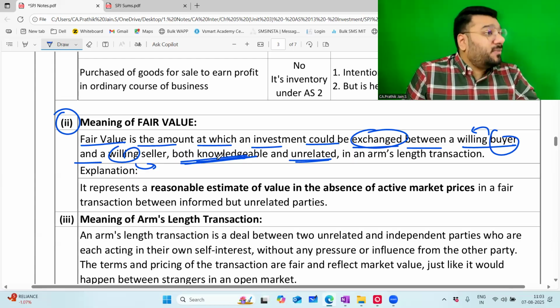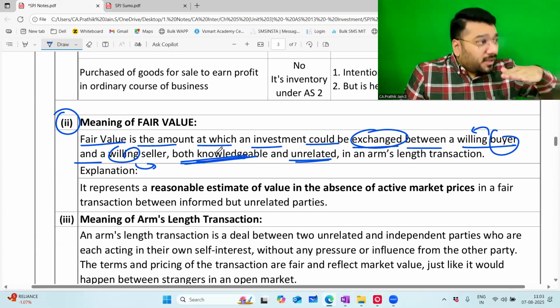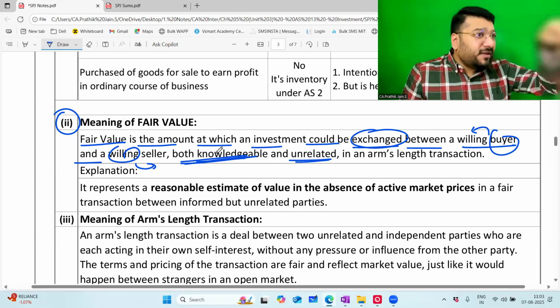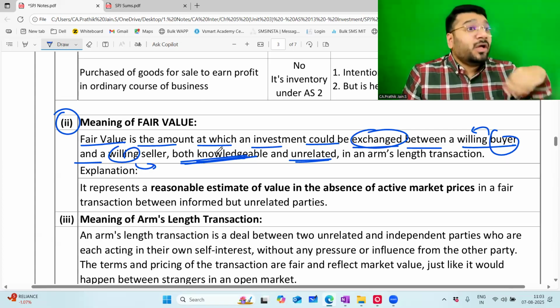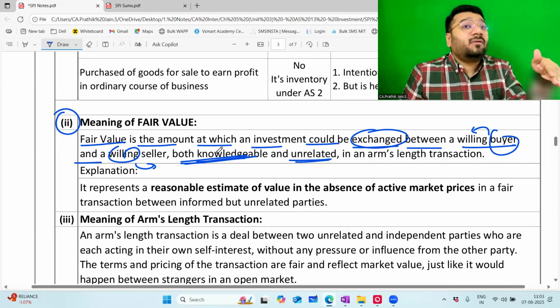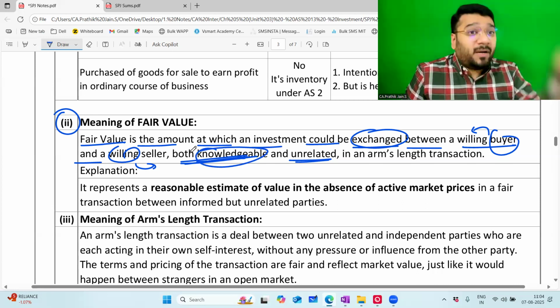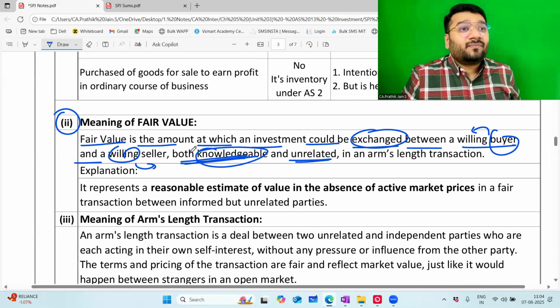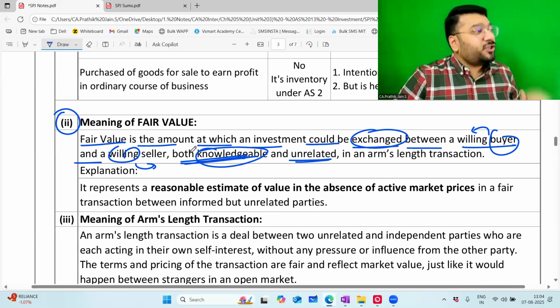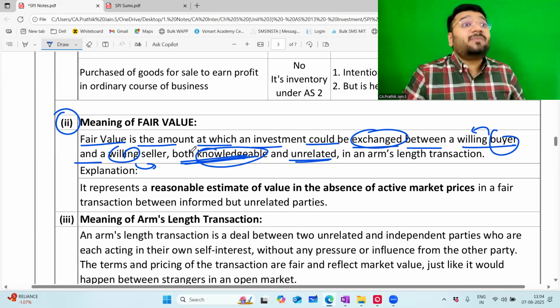You can't be unreasonable. Just because I want to sell my land, I'm the owner, I can't quote 3 crore rupees. If the market value is at par, everybody else is quoting nearly 1.5, 1.2, 1.3 crore, you can be somewhere around that, but not too much away from that. So fair value should be that value where both of them have a genuine knowledge of that particular value. The real value is around 1.5 crores, but if you quote more, do you have sufficient knowledge? No, you're being unreasonable, like an unknowledgeable person.